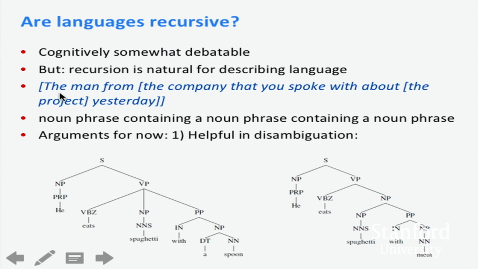If you have "the man from the company that you spoke with about the project yesterday", what we have here is recursive levels of the same kind of structure. "The project" is a little noun phrase. "The company that you spoke with about the project yesterday" is a bigger noun phrase that contains the smaller noun phrase, the project. And then "the man from the company that you spoke with about the project yesterday" is an even bigger noun phrase that contains my other two noun phrases.